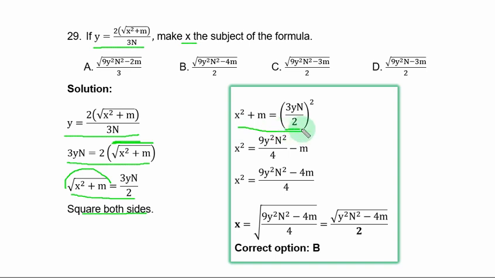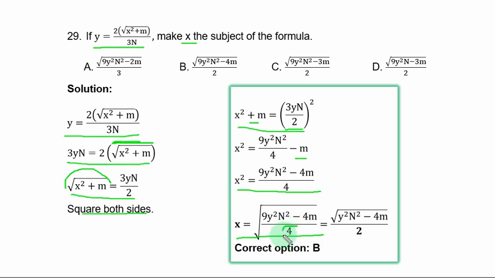If you square both sides, you have this result. So as you open this bracket using square, you as well transfer plus m. It becomes minus m. So 3 squared is 9, y squared n squared over 4. That is 2 squared. Let's make m over 1. If you find the LCM and simplify, you have this result. To get s from s squared, you need to take the square root of both sides. That is what you have here.